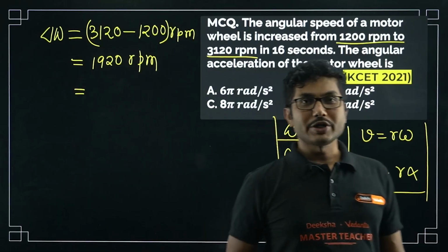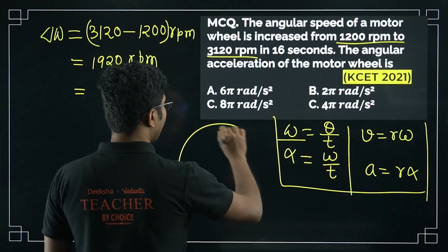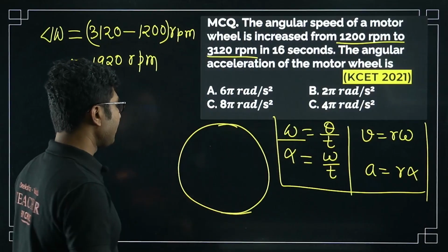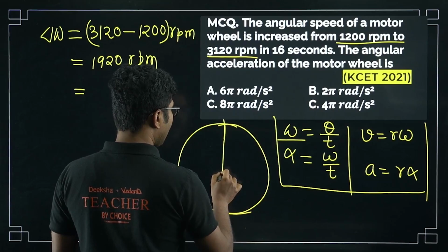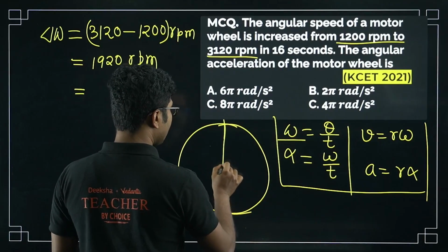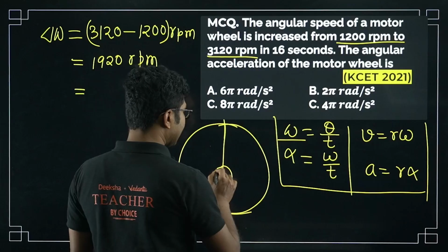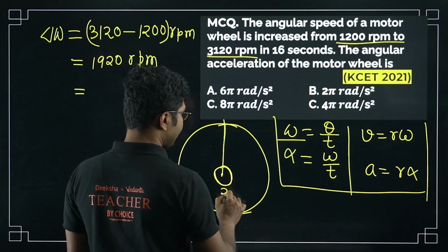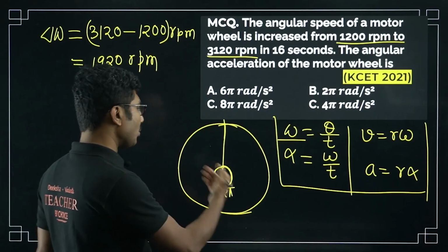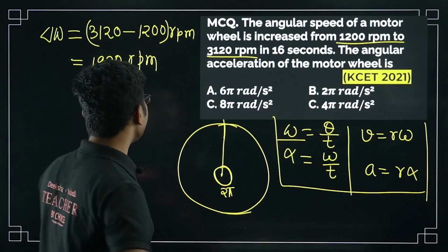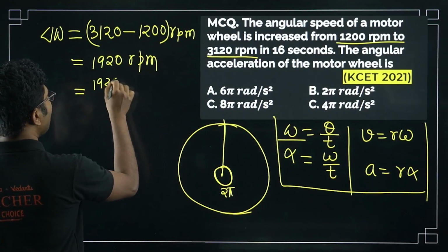Rpm means rotations per minute. Rotation means one complete rotation. So if it starts from here, and if it completes one complete rotation, what is the angle? The angle it subtends in one complete rotation is basically 2 pi, right? 360 degrees means 2 pi radian. We have to convert it into radian. So rpm basically means 1920.